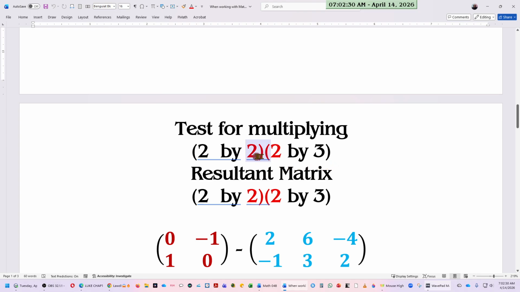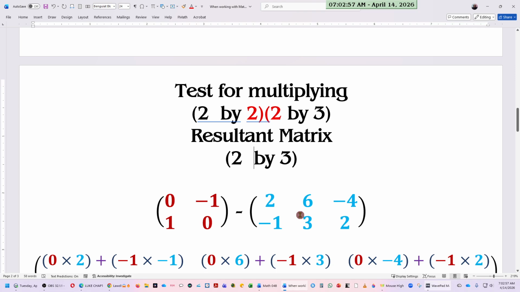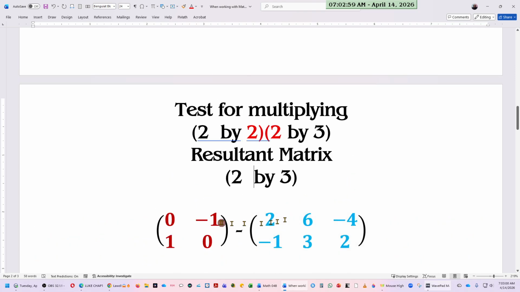Notice I have these in red. If these two inner numbers do not match, then you cannot multiply those matrices. It's going to be impossible. Don't even attempt it. So therefore, if these two match, what happens is when you remove the twos in the middle, your matrix is going to end up being a 2 by 3. Okay? So the way it works is, we have the row must multiply the column.